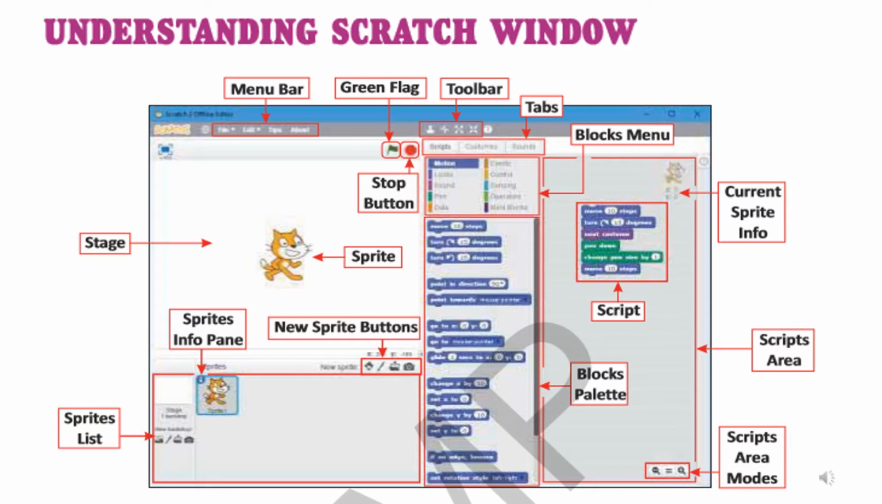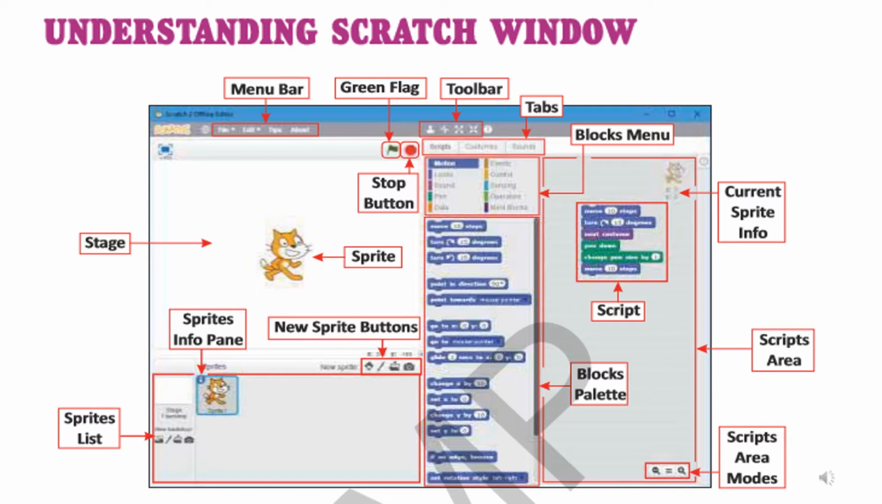Next we have the sprite info pane. By clicking on the blue icon on the top left corner of the sprite, you can see the sprite info pane will be displayed. This pane is used to change the sprite information and to rotate the sprite also.